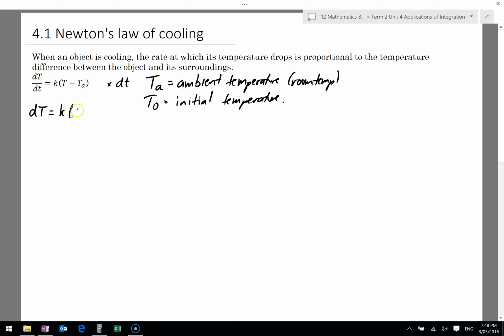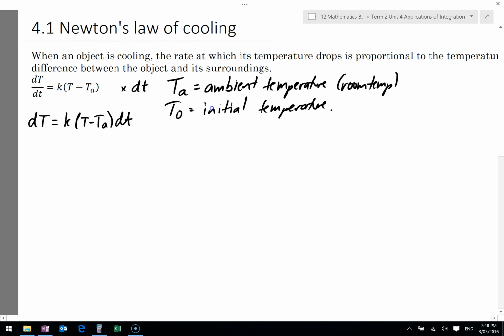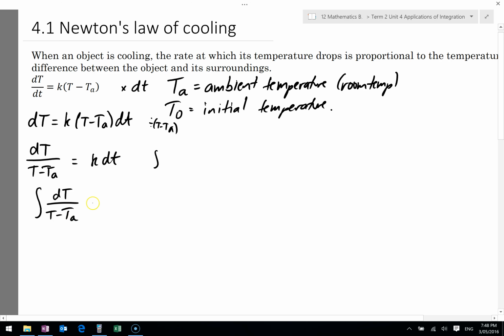So k(T minus TA) dt. From here I can't integrate both sides yet because I've still got that capital T there. So I'm going to divide both sides by T minus TA. So dT on T minus TA, the ambient temperature, equals k dt. And now I'll integrate both sides. The integral of dT on T minus TA is the integral of k dt.